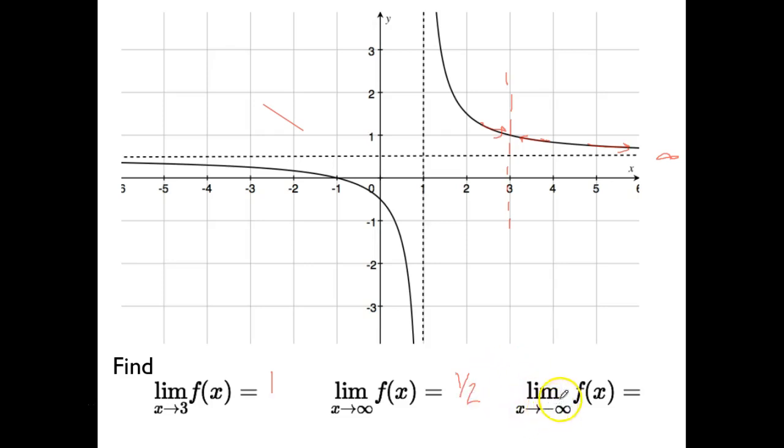Okay, the limit as x approaches negative infinity. That's going to be way over here. Well, it looks like this function is also approaching that same y value of a half. So our answer here is going to be a half as well. Okay, now what we're going to talk about right now is the limit as x approaches infinity or negative infinity. What is it that we're looking at? How did we determine these answers?